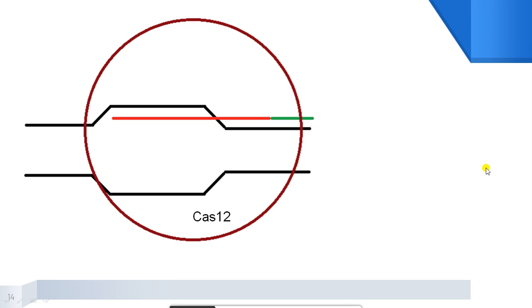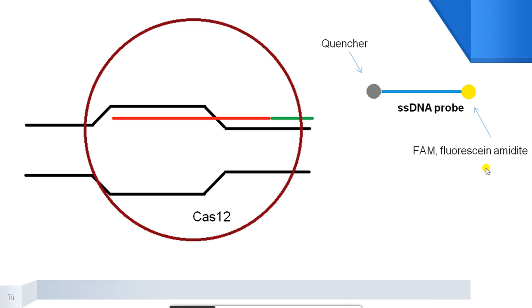The kit uses a single-strand DNA probe. It is a reporter molecule tagged with a fluorescent dye, fluorescein amidite, FAM, that produces a color, but the fluorescence of FAM is generally not observed in the intact probe due to the presence of a quencher molecule.